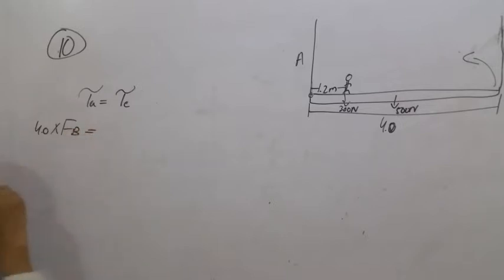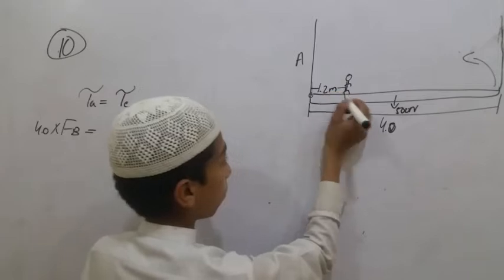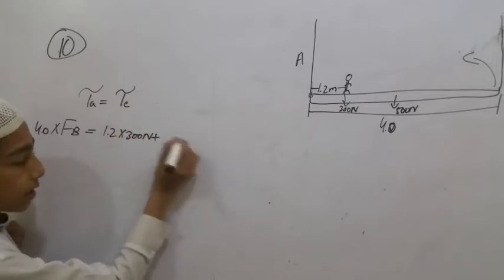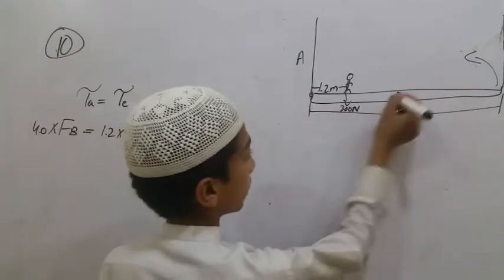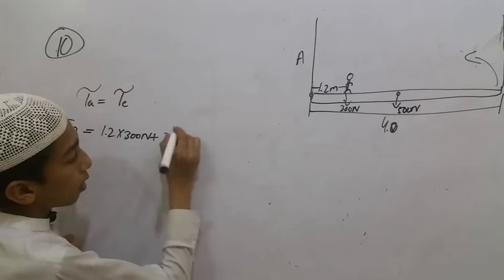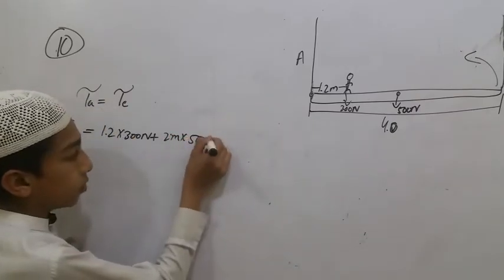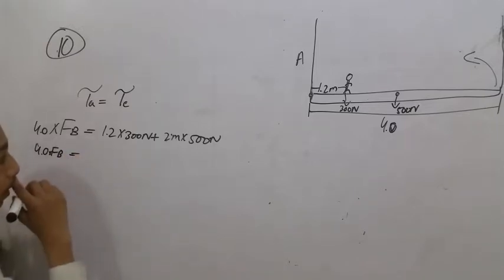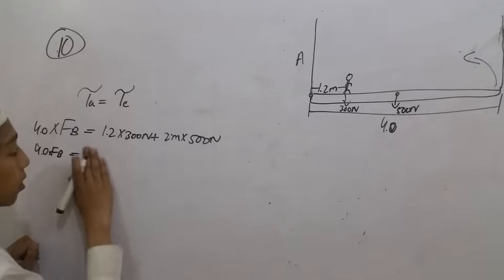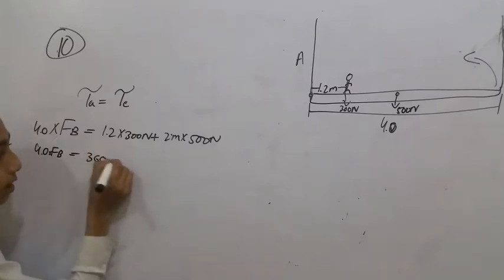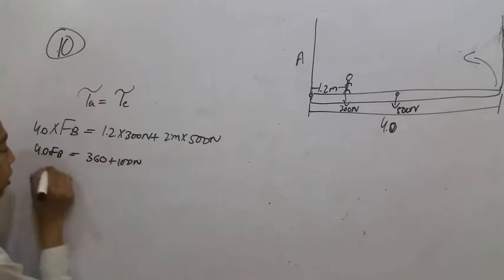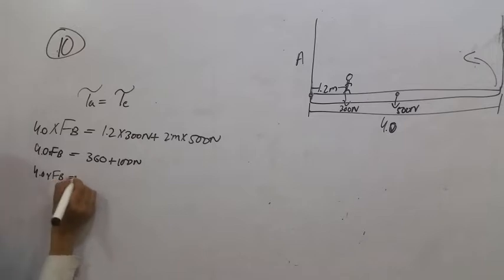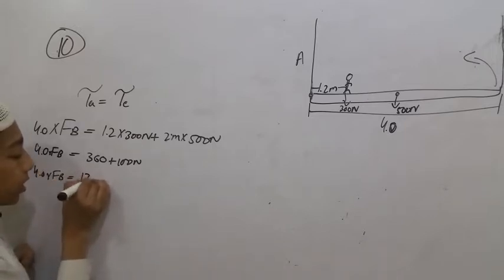So here the anticlockwise torque is equal to, here is the girl at distance 1.2 and her weight is 300 Newton, plus here this is the center of gravity and its distance is 2 meter, and weight of the plank is 500 Newton. So 4 into FB is equal to 360 plus 1000 Newton. So 4 into FB is equal to 1360 Newton.